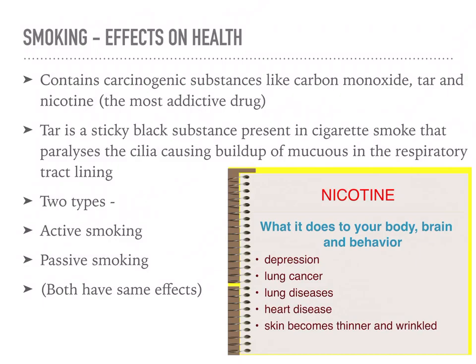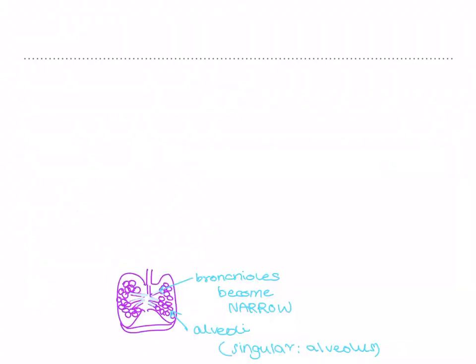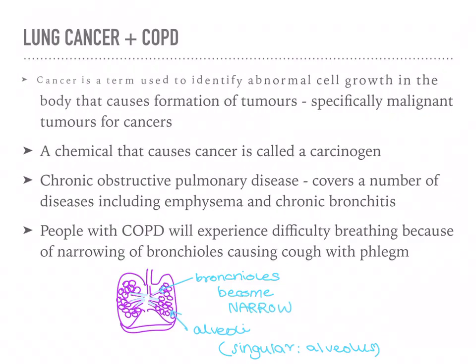There are two types of smokers. One, who actively smoke, and two, passive smokers. Both active smoking and passive smoking have the same effects. Lung cancer and chronic obstructive pulmonary disease.